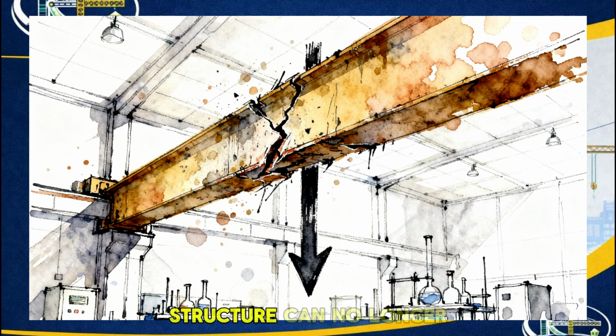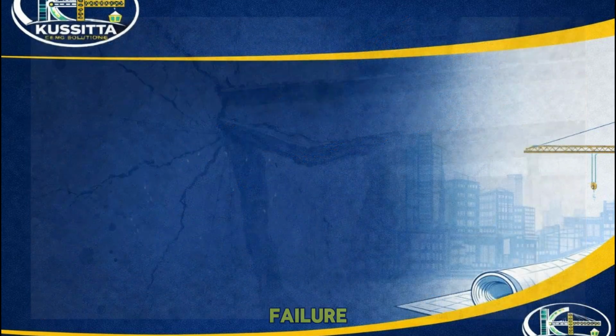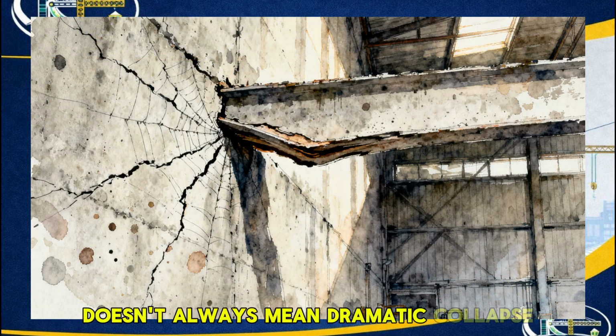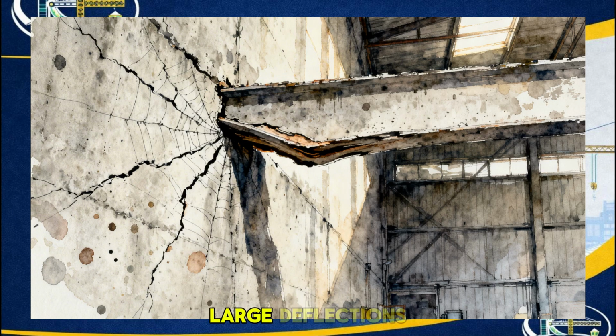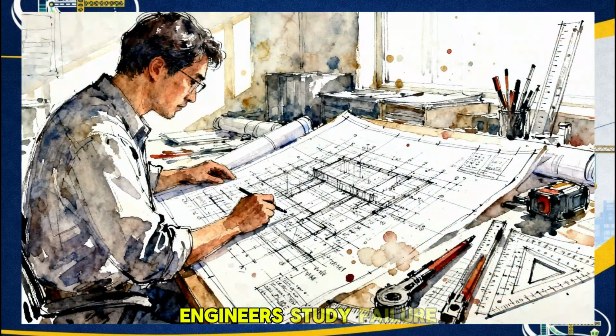It occurs when a structure can no longer safely carry loads, loses stability, or becomes unsafe. Failure doesn't always mean dramatic collapse. It can manifest as excessive cracking, large deflections, or sudden localized instability. Engineers study failure mechanisms to meticulously prevent them through robust design and construction practices.